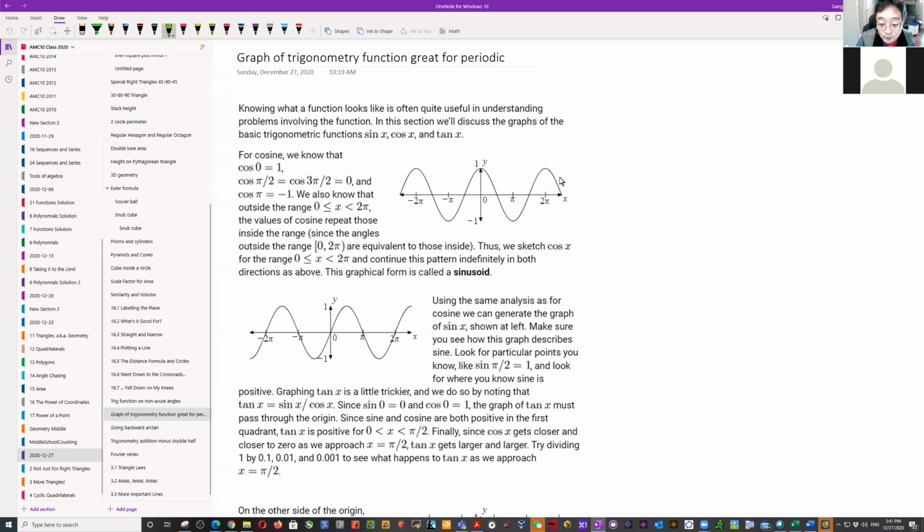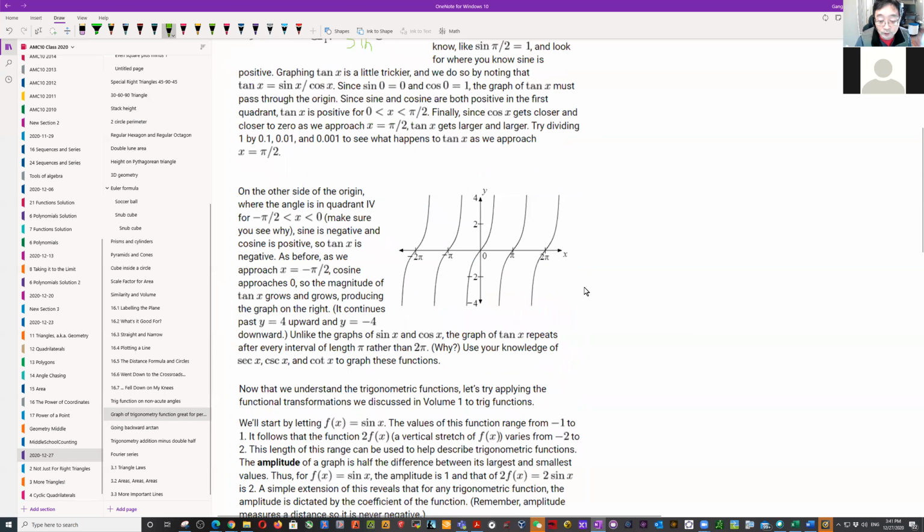So this one is the cosine. Cosine at 0 is going to be 1. So that's cosine, and this is the sine. The cosine and the sine are exactly the same shape, but shifted. So sine is just cosine shifted right by pi over 2.